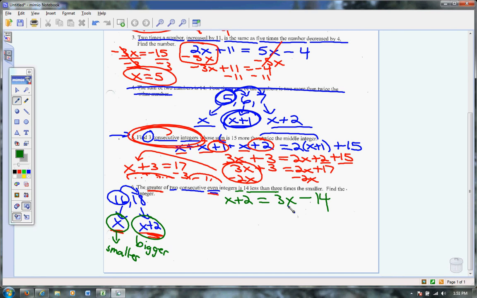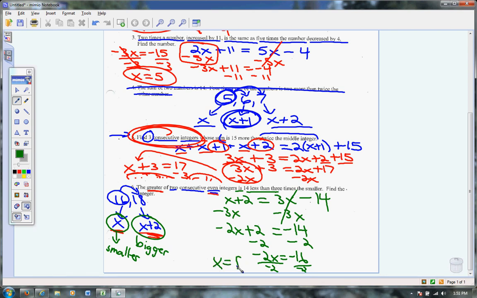And there's our equation. So I need to get all my x's on the same side. So let's subtract 3x. Subtract 3x. They go away on that side. On the left side, I have negative 2x plus 2 equals negative 14. I'm going to subtract 2 from both sides. Negative 2x equals negative 16. Divide both sides by negative 2, and we're done. X equals 8. And we will stop there for today.